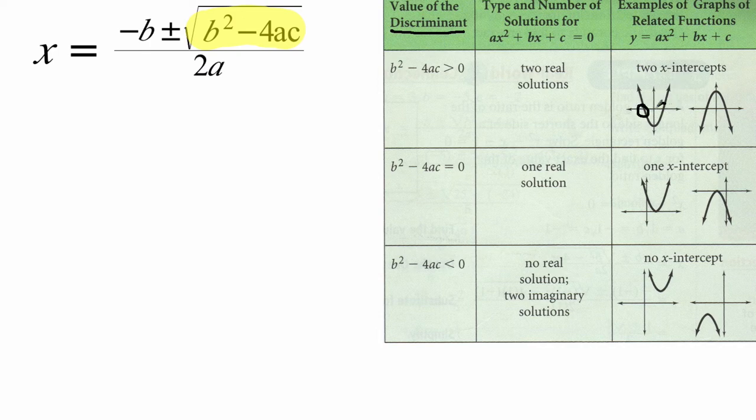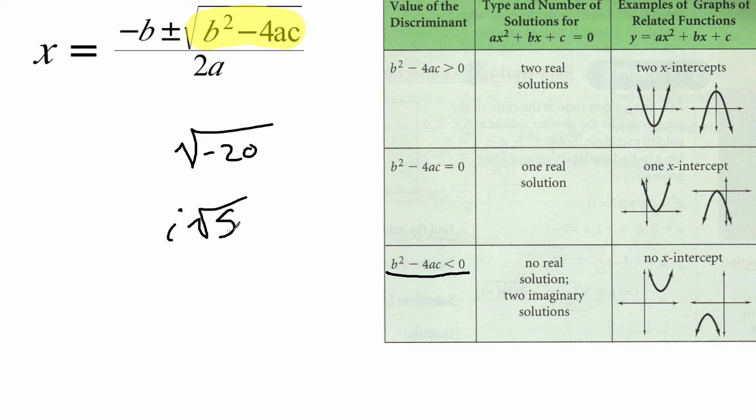The places where the graph crosses the x-axis, the zeros, you see the graph crossing the x-axis twice. Okay, there's two real solutions. But if b squared minus 4ac is a negative number, so let's look down at this case, then you have the square root of a negative number, like we had in the other example, negative 20. So you get an imaginary number at the end as part of the solution. And so you don't have any real solutions, you have two imaginary solutions.